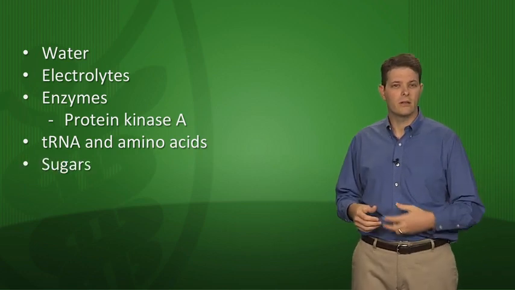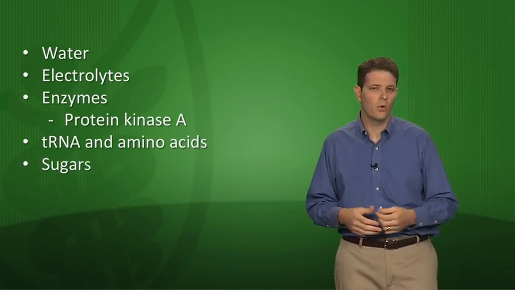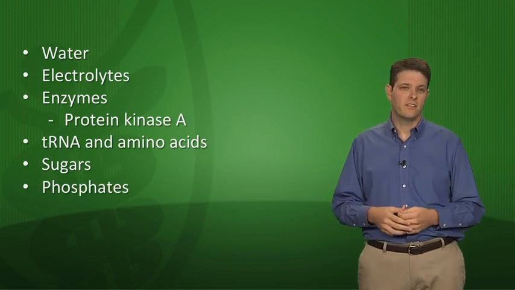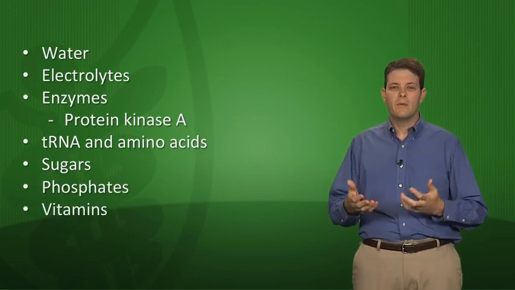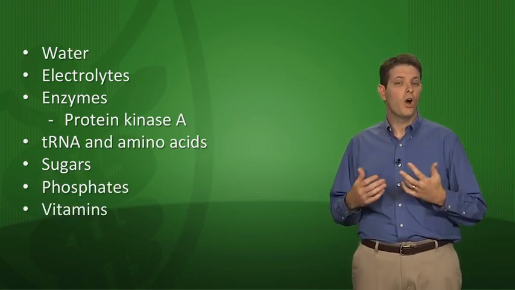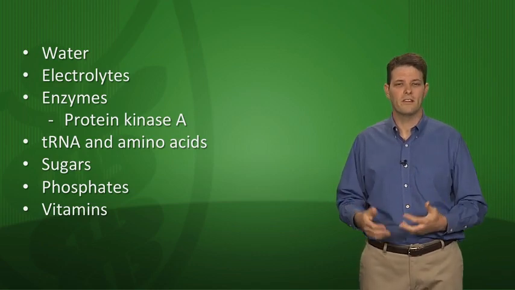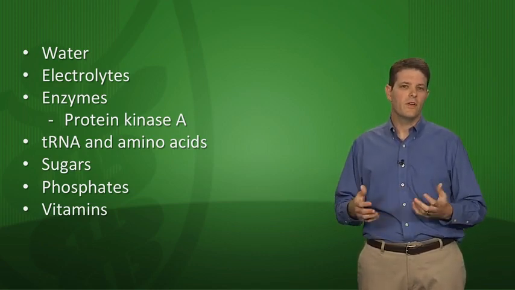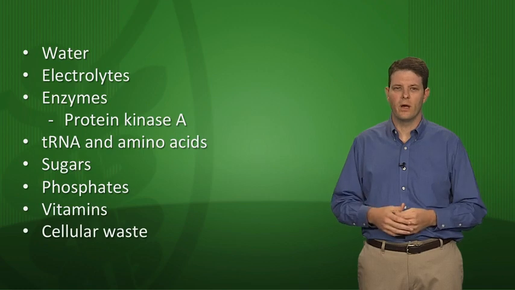There are sugars like glucose and fructose that are phosphorylated. There are phosphates in the cytoplasm. There are vitamins in the cytoplasm, which are often used as cofactors for various cellular processes and reactions. And there's a fair amount of cellular waste in the cytoplasm as well. And then what about some of the more insoluble cytoplasmic inclusions? All those electrolytes and sugars and amino acids can be dissolved in water, but sometimes your cytoplasm contains big chunks of things, some of which may be good, some of which aren't so good.